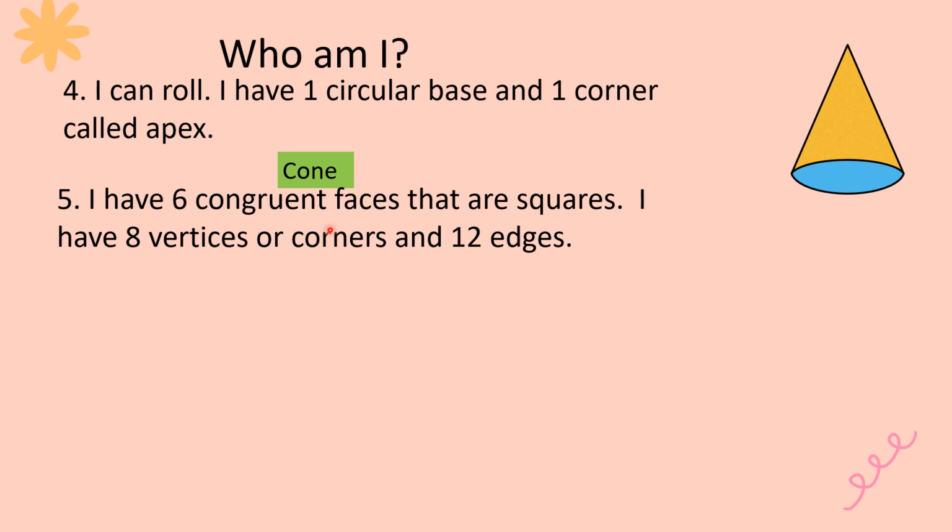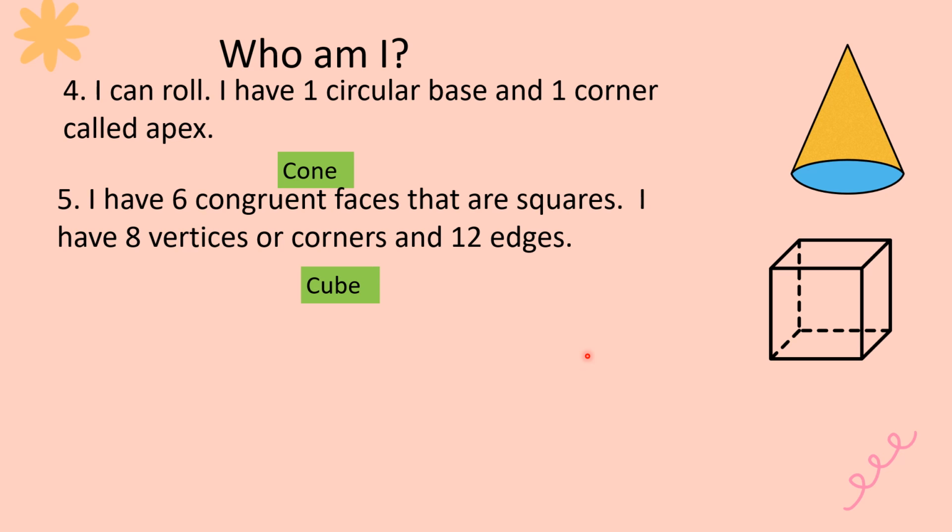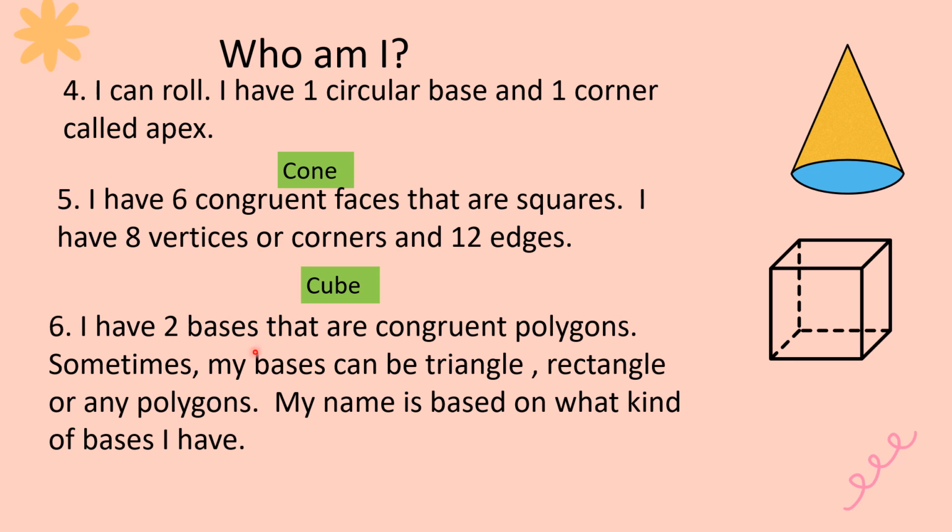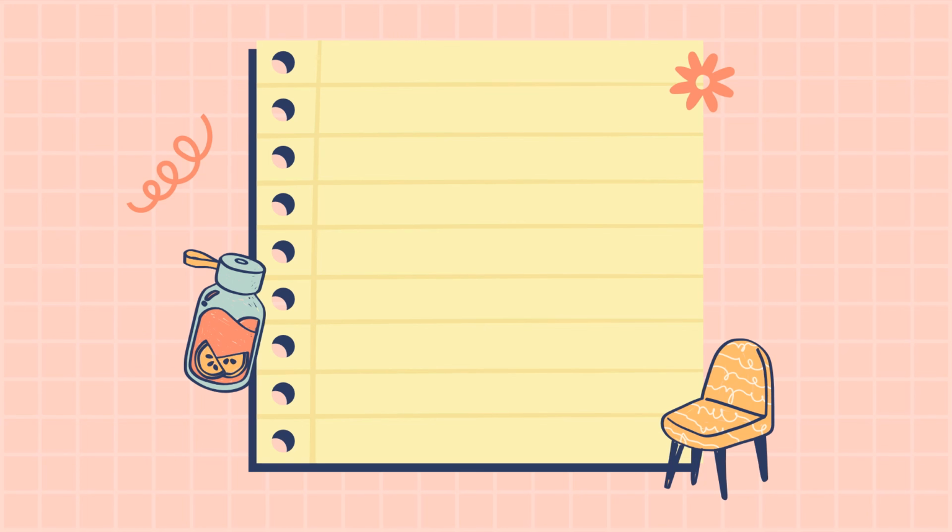Next, I have 6 congruent faces that are squares. I have 8 vertices or corners and 12 edges. Who am I? A cube. Next, I have two bases that are congruent polygons. Sometimes my bases can be a triangle, rectangle, or any polygon. My name is based on what kind of bases I have. Who am I? Okay, that's a prism. This one is particularly a rectangular prism. Did you get it right?